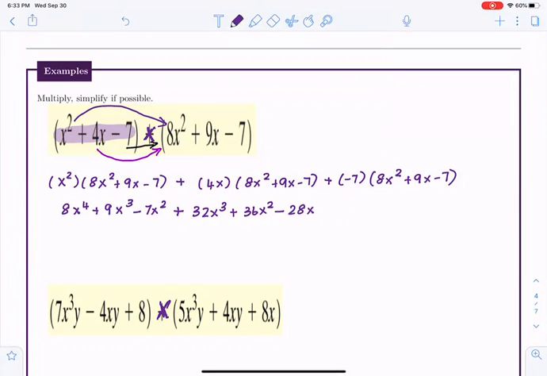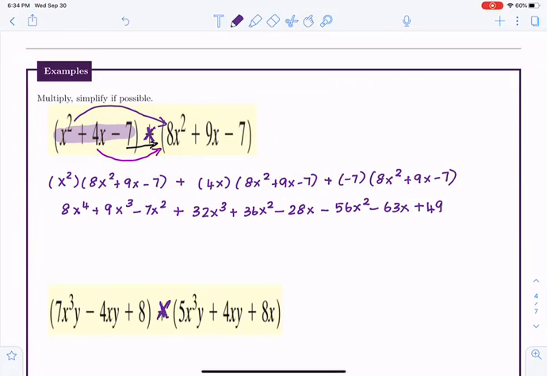And lastly, since we have a negative, we have to carry that negative through. So negative 7 multiplied by 8x squared is negative 56x squared. Negative 7 multiplied by 9x is negative 63x. Negative 7 multiplied by negative 7 is plus 49.